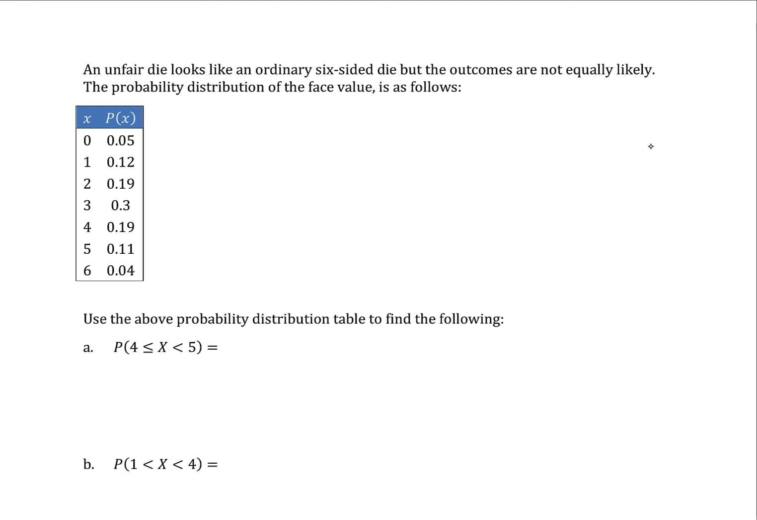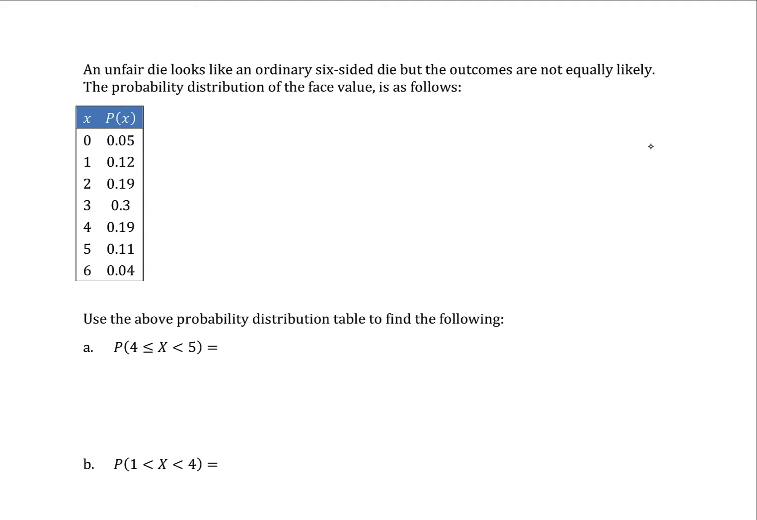An unfair die looks like an ordinary six-sided die, but the outcomes are not equally likely. The probability distribution of the face value is as follows. I think this is a bad die because 0 shouldn't be a possibility on a die, right? Yeah, anyway, we'll just skip over that part.